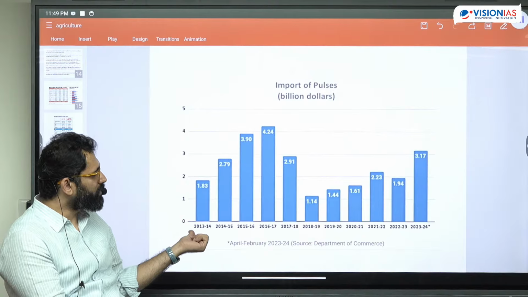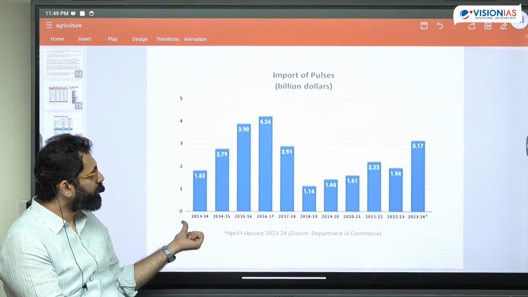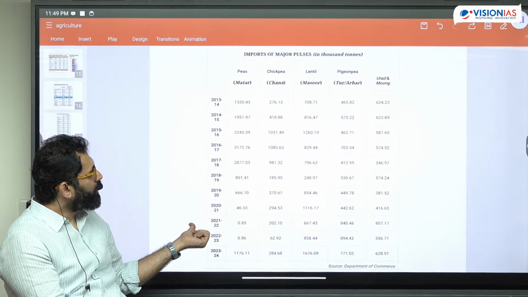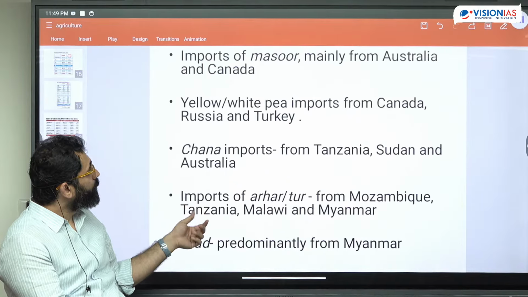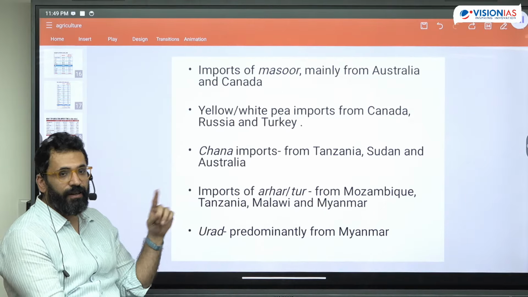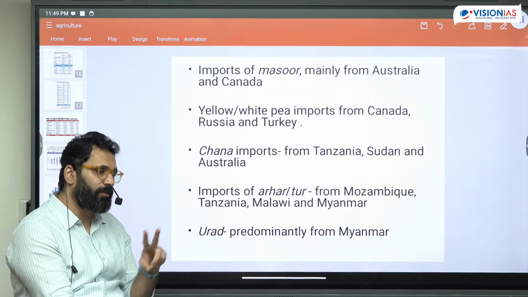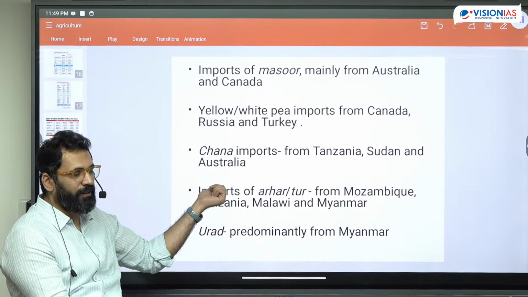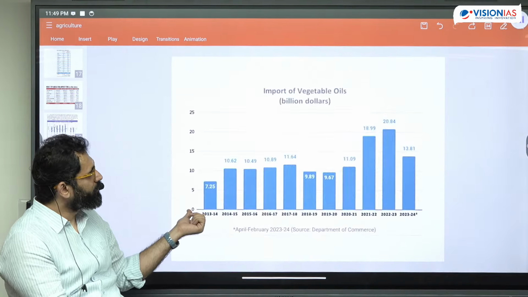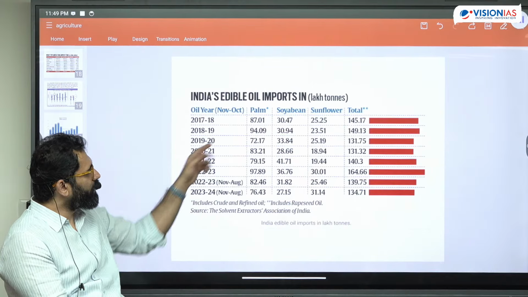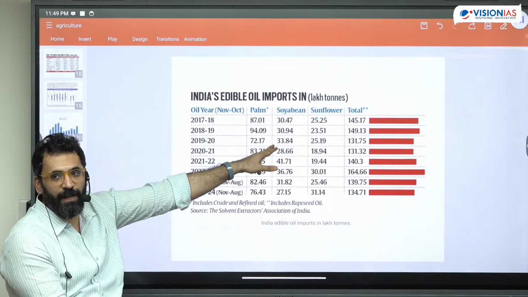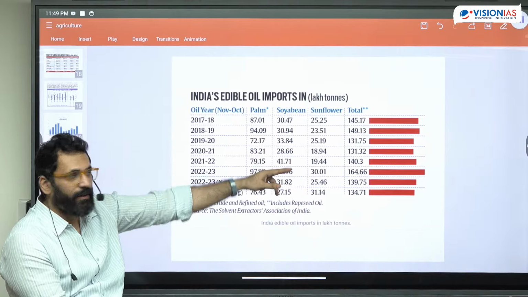This is import of pulses, the pattern in the last 5 years. This is import again of the numbers from the countries. 3 things. Trend of pulse import, the number of different pulses, and this is the countries from which we import. This is import of vegetable oils. Vegetable oils की 3 major आते हैं बाहर से. One is palm, the other is soybean and the third is sunflower.